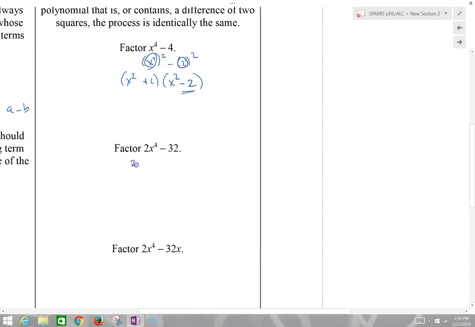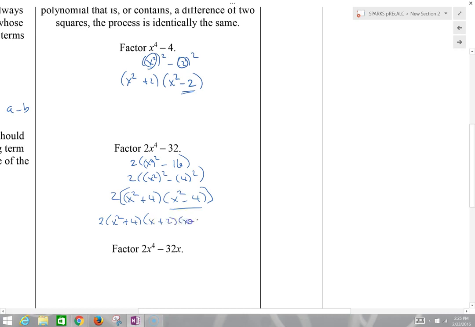Down here, we'd want to factor that 2 out first. We still have x squared minus 16, which is 4 squared. So we get 2 on the outside, and on the inside we've got x squared plus 4 times x squared minus 4, and we have the difference of squares again. So we have 2 times x squared plus 4 times x plus 2, x minus 2, and this would be the final answer. Go ahead and try this with the next one.